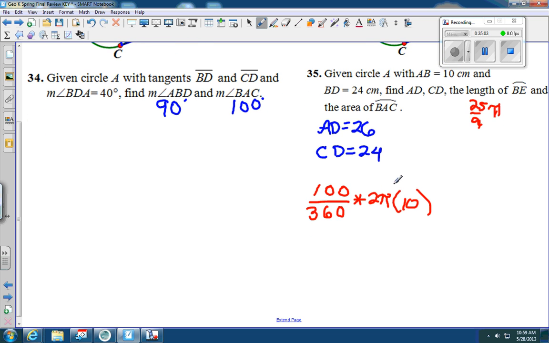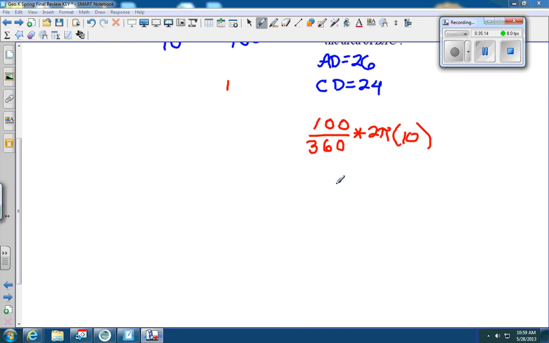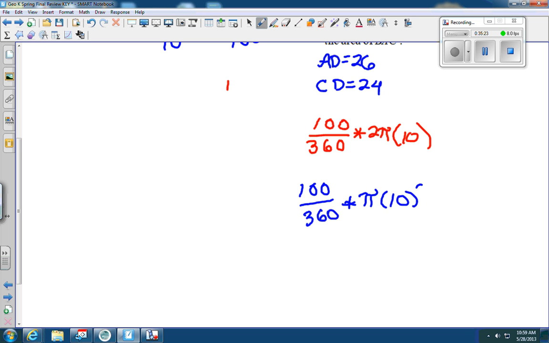Okay, in the area, you're going to do the same thing. Take 100 out of 360 times pi r squared. And when you get that one, you should get 250 pi over 9. Okay? All right, and I'm going to stop there for now.